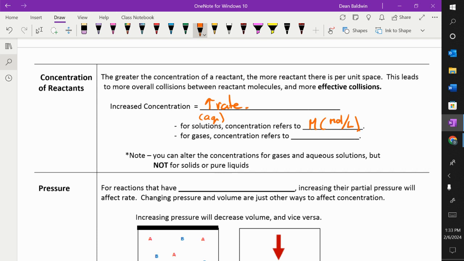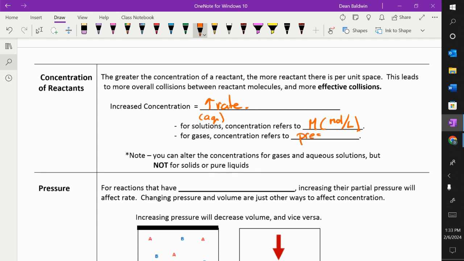If you talk about gases, usually, if you're going to increase the amount of gas in something, you're talking about increasing the pressure. Okay? And you'll see in the second unit, we talk a lot about this when we do equilibrium.